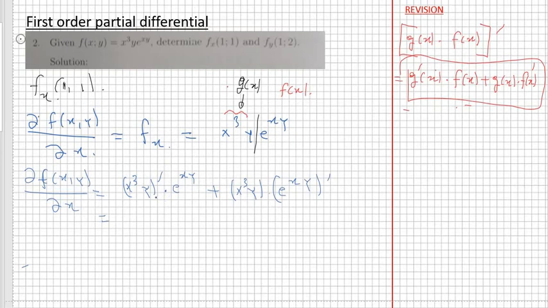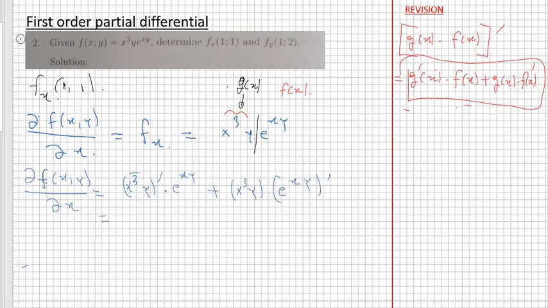So now, since we still have this dash symbol, that means I need to continue. So I need to derive this part here with respect to x. In other words, I'm going to have to treat my y as a constant. So I will only focus on the x cube.